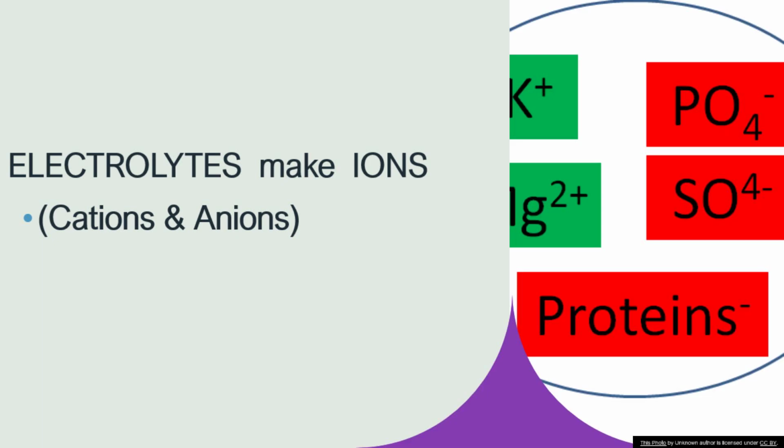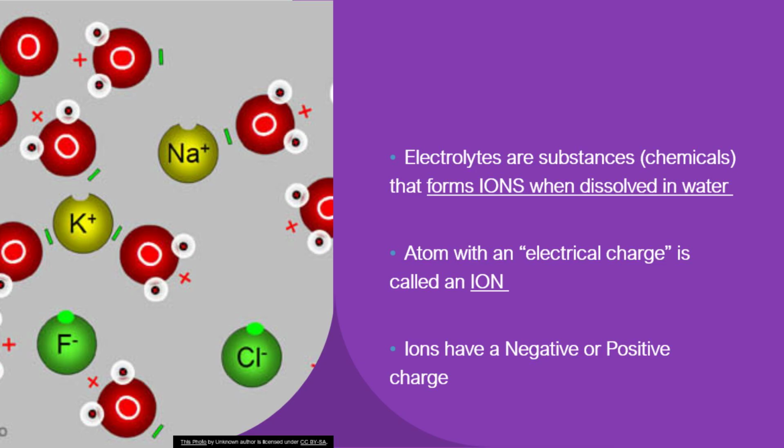Now we are going to talk about electrolytes. Electrolytes form ions when dissolved in water. Ions are either cations or anions. Electrolytes are substances or chemicals that form ions when dissolved in water. Atoms with an electrical charge are called an ion. Ions have a negative or positive charge.